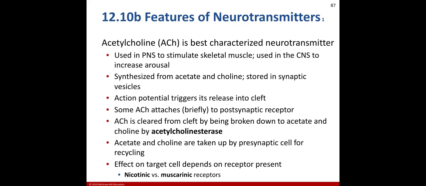Acetate and choline are then taken back up by the presynaptic cell and are recycled. The effect on target cells depends on the receptor present. There's two receptors there, nicotinic and muscarinic receptors.